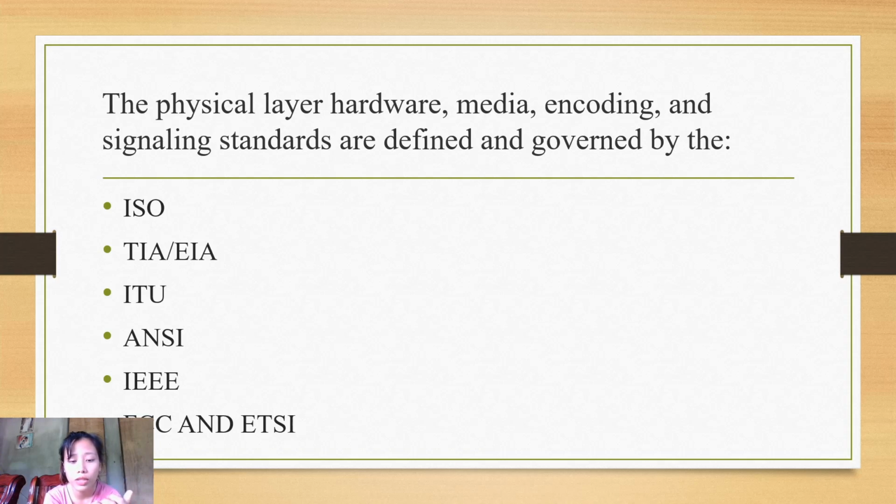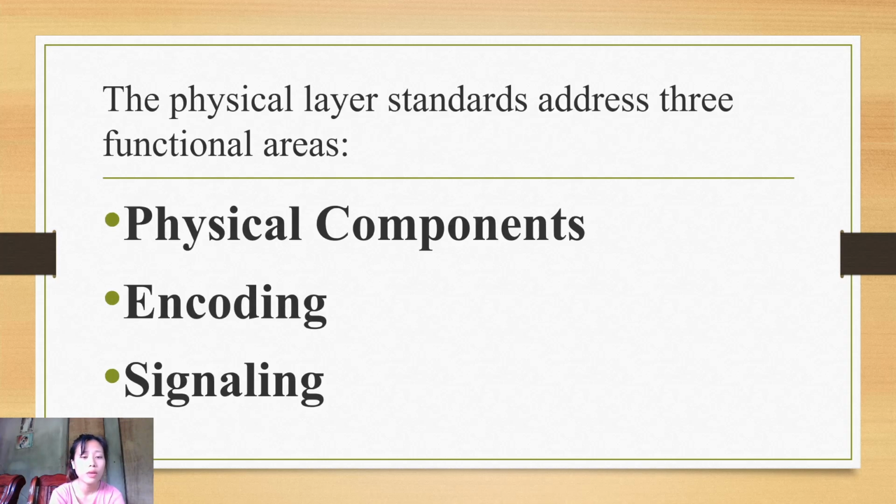IEEE, which I already tackled in chapter 3, is the Institute of Electrical and Electronics Engineers. The FCC and ETSI are national telecommunication regulatory authorities. FCC stands for Federal Communications Commission, and ETSI is the European Telecommunications Standards Institute.